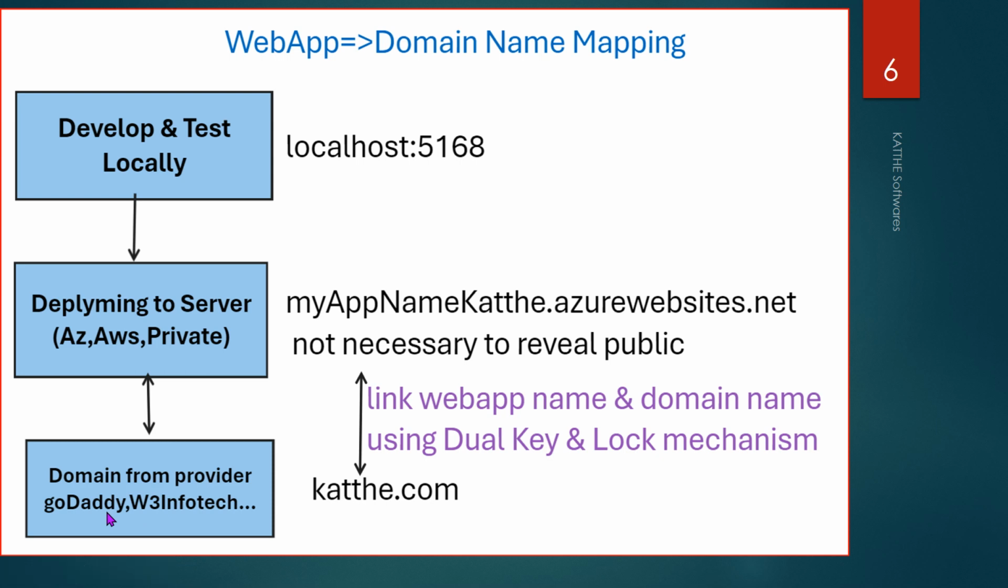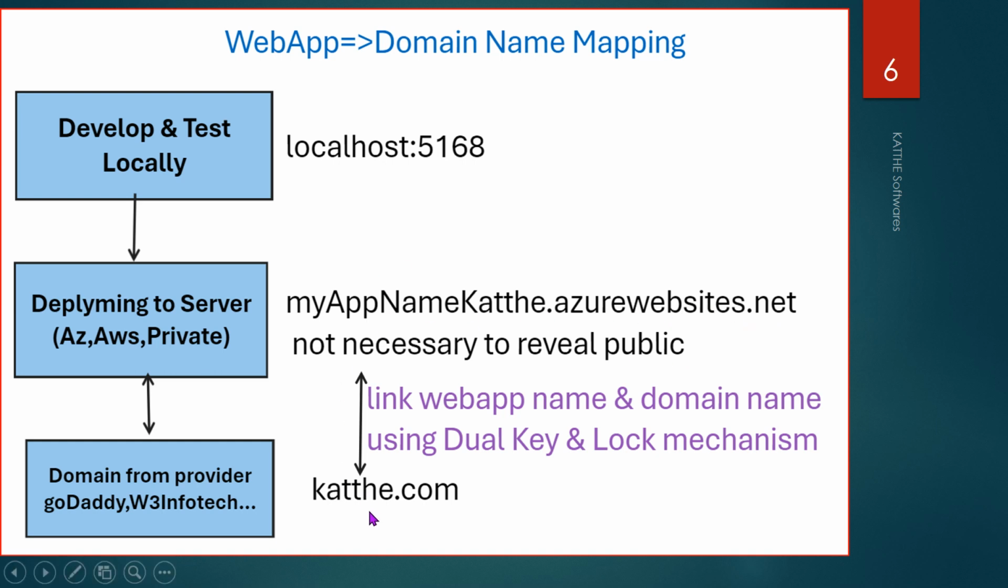Okay, this is a dual key and lock mechanism. It's simple. I am not going to go very deep. Instead, I'll use very simple layman terms. So here, a dual key and lock mechanism. I'll show you. When you have this particular name, my app name dot azurewebsites dot net, this name will have a key. It has a few keys: its IP address and a few keys.